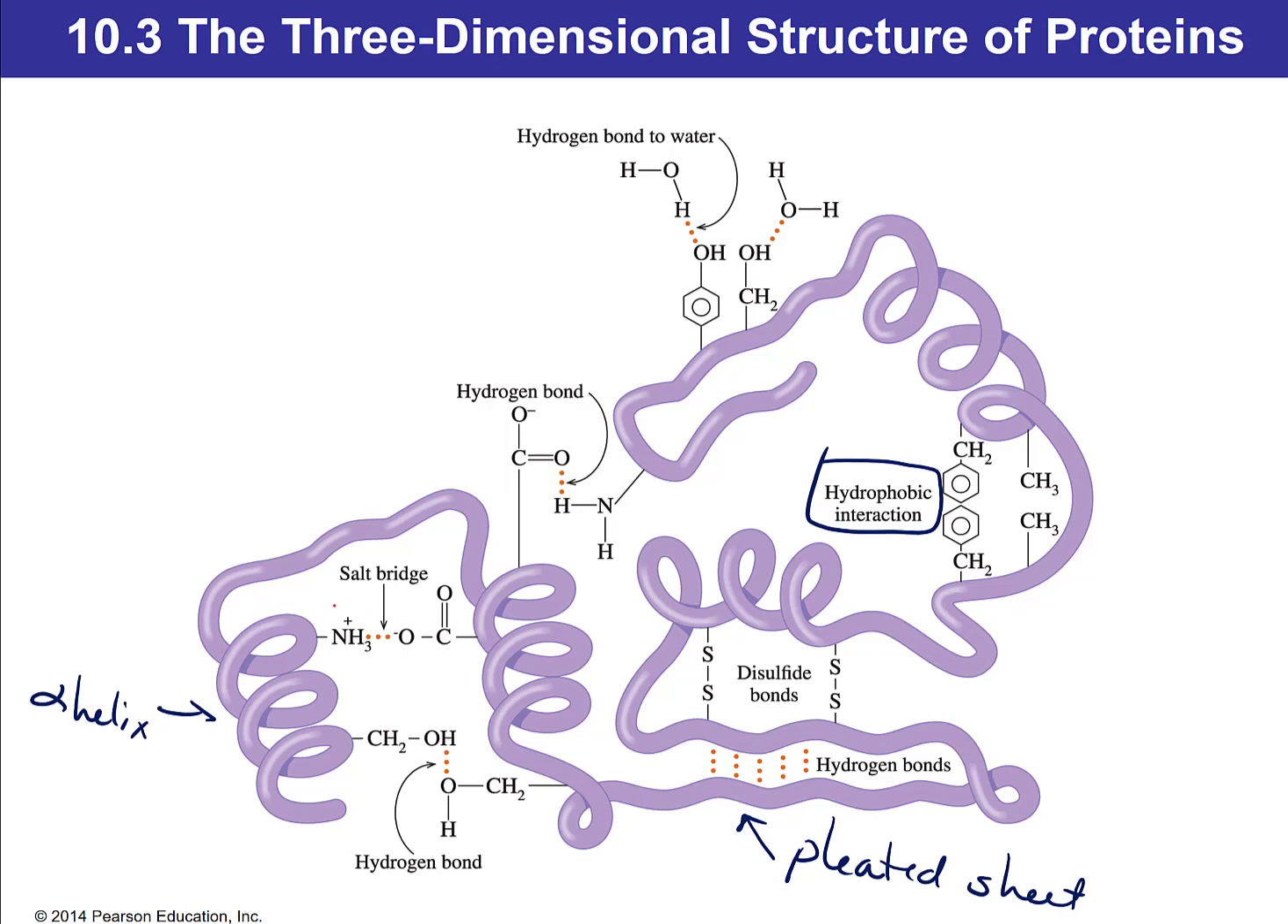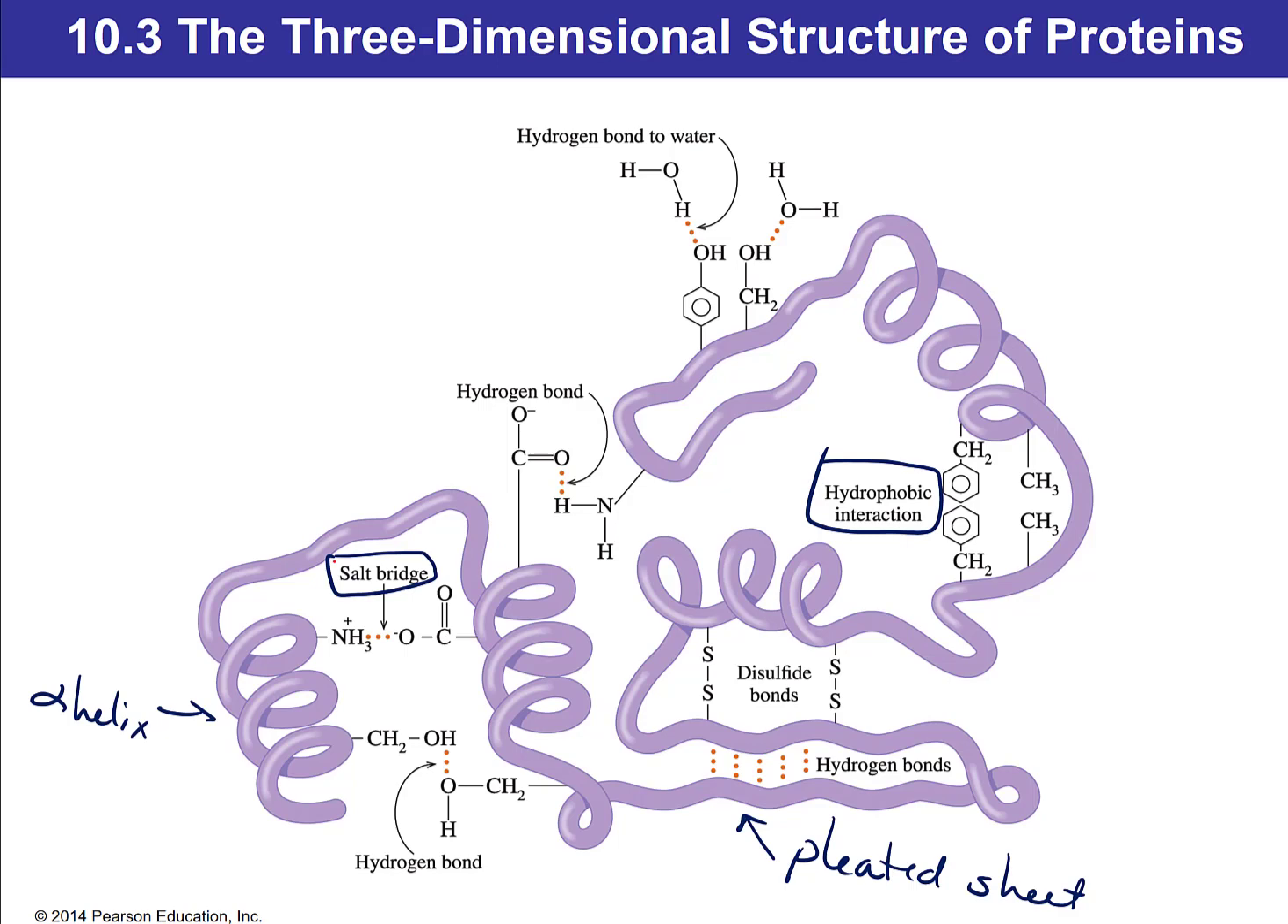Same thing, here's some salt bridges over on this side, positive and negative charged R groups. They're going to want to stick together. And so that caused this: instead of it just being a helix, it was a helix, then gets a bend in it, and then another helix. So it starts to cause this three-dimensional shape.